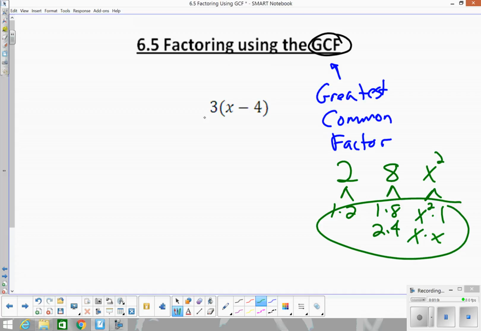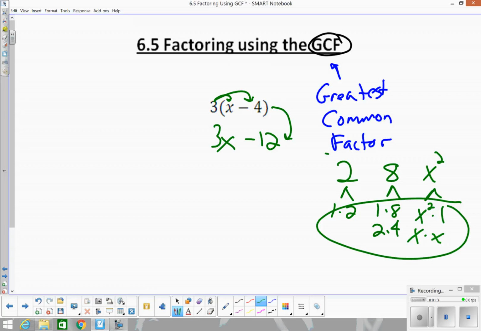So if I have parentheses, inside I have multiplication. So right now this is in factored form. I have two terms or quantities multiplied together. Now how do I undo the parentheses? I'm going to distribute, right? So if I distribute, 3 times x is 3x, 3 times negative 4 is negative 12. So when I distribute, I'm getting rid of the parentheses.